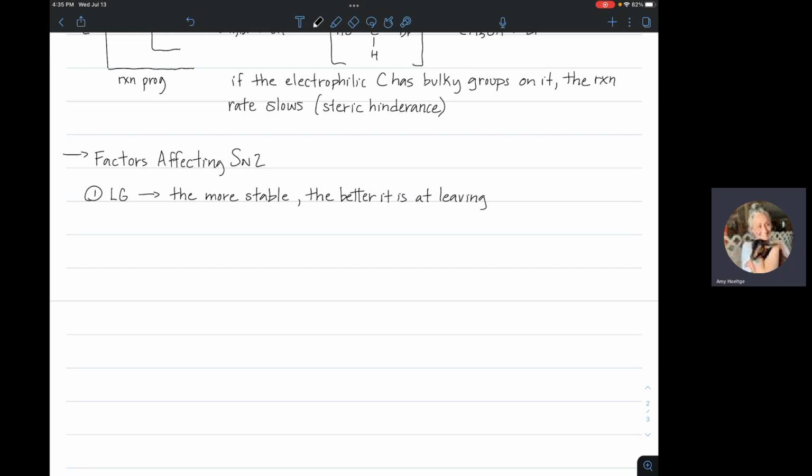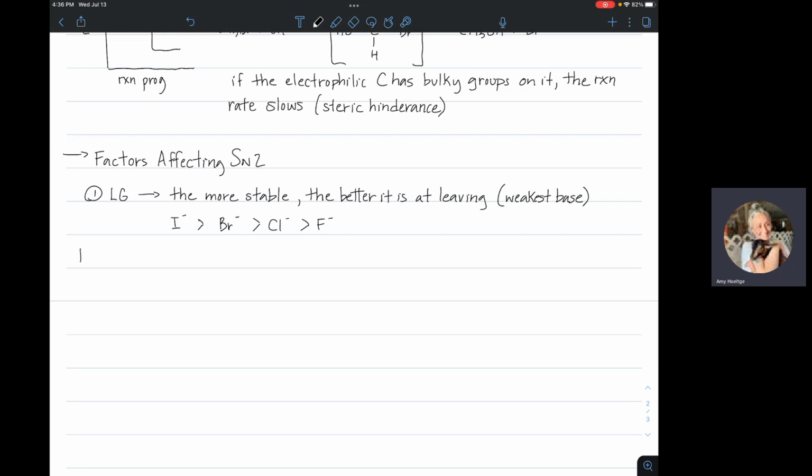So in other words, we're looking at what leaves on an alkyl halide. The halide, right? So iodide is going to be a better leaving group than bromide. And that's going to be a better leaving group than chloride, which will be a better leaving group than fluoride. We're essentially looking for the weakest base. So the more stable, the better it is at leaving. The weakest base is going to come, so it'll be the conjugate base, right, from the strongest acid.